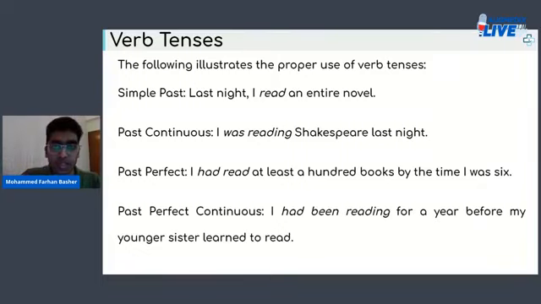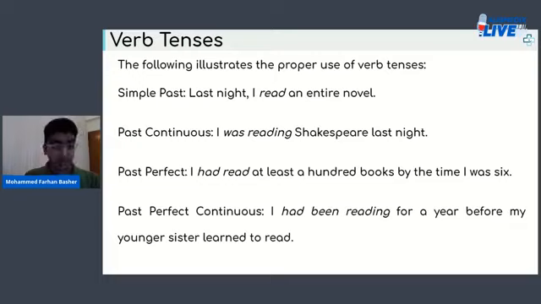Getting a phone call is definitely a shorter action, but reading a book is definitely a longer action, right? So you say, "I was reading Shakespeare last night when you called me." So this part, you called me, is in the simple past tense, whereas the longer action is expressed in the past continuous tense. Okay? All right, I hope we are clear.